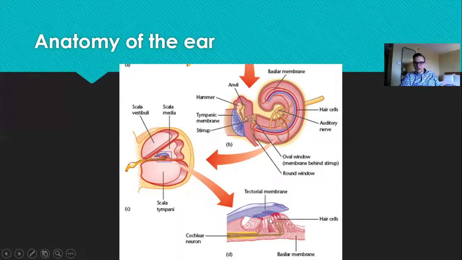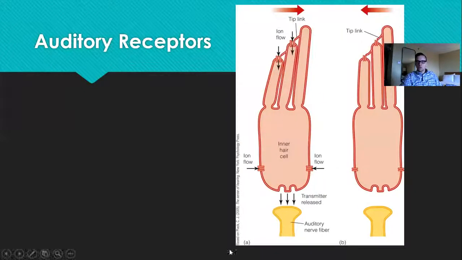It's the hair cells that aren't attached to the tectorial membrane that actually transduce the sound. So how does that happen? How does transduction happen? Well, here we have a zoomed in view of an auditory receptor cell. It's labeled inner hair cell. That's because the outer hair cells are the ones that are embedded in the tectorial membrane.